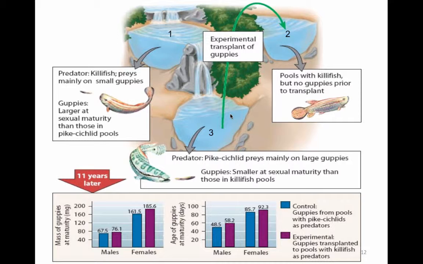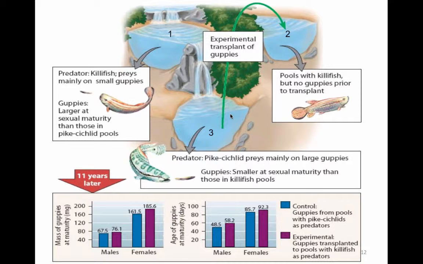Pools 1 and 3 serve as comparison pools. Pool 2 is the pool where the descendants of guppies from pool 3 are transplanted. Pool 2 is the experimental pool. The purpose of the 11-year experiment was to determine the impact of pike cichlid predatory pressure on guppy life histories.